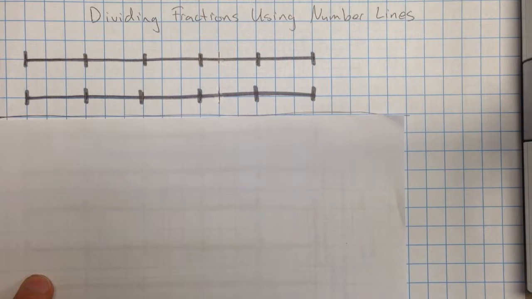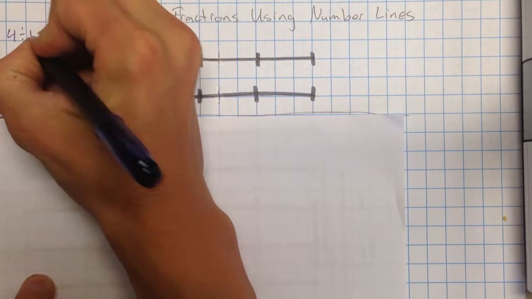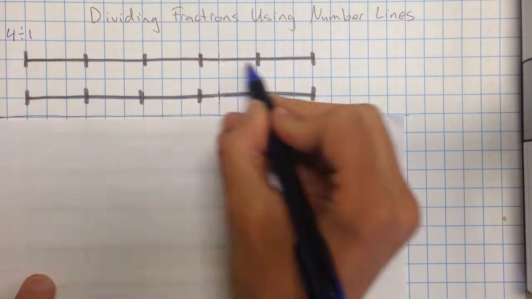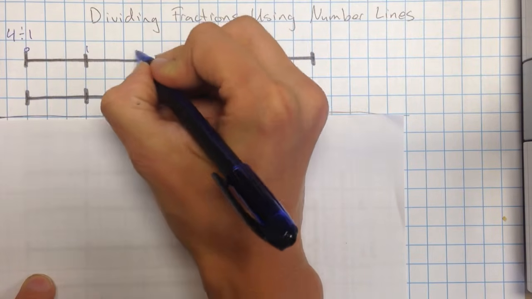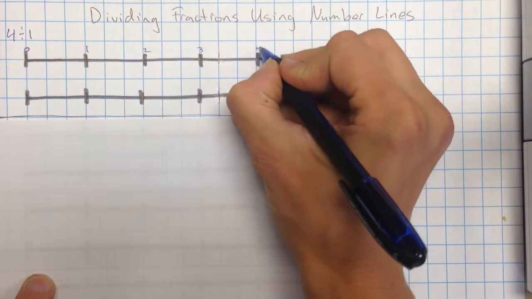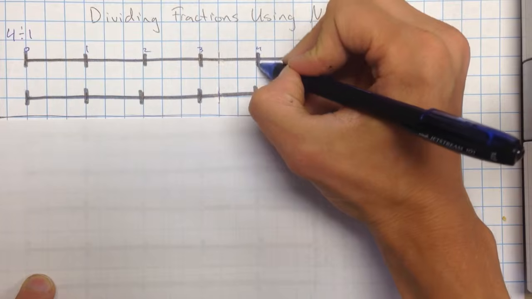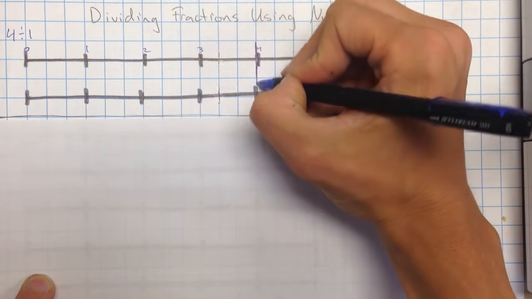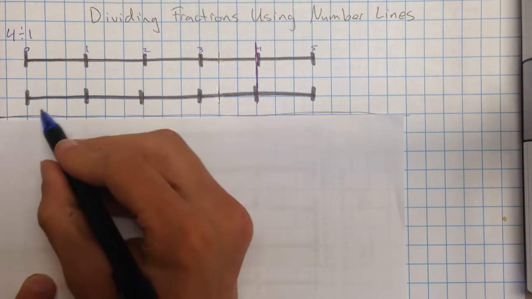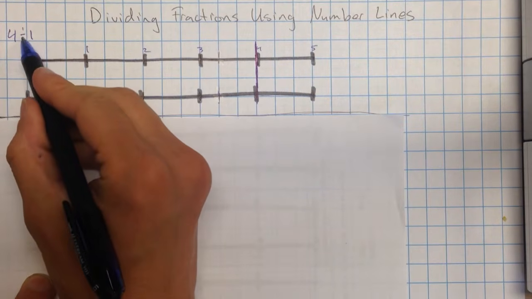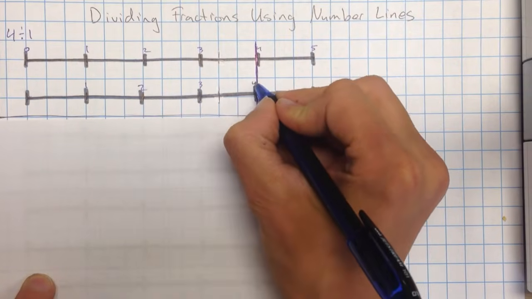Let's say we had something like 4 divided by 1. Again, we're just showing what it means to divide. So we're going to take this number line, and we're going to imagine each of these is one whole. So this is 0, 1, 2, 3, 4, and 5. If I'm starting with 4 wholes, my ending point is going to be right here. I'm going to connect that down to the number line below it, and on that number line I'm dividing by 1 whole. So each whole, and this is also 1, 2, 3, 4, 5.